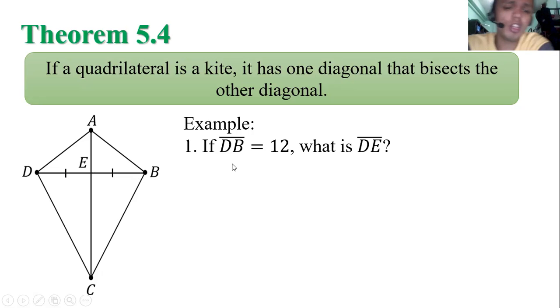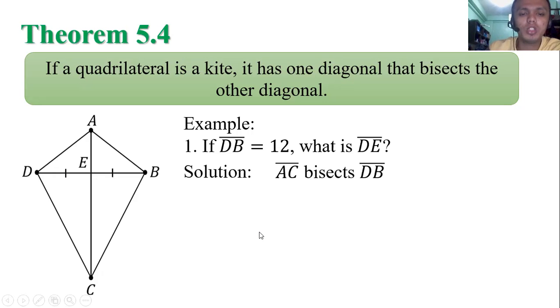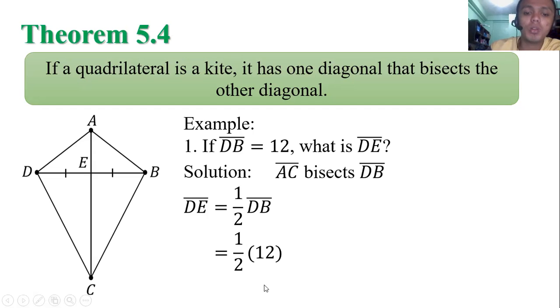Now, here, if your DB is equal to 12, what is your DE? Okay? So diagonal DB natin is equal to 12 daw. What is DE? Again, since AC bisects DB, we will use this formula from the midpoint postulate. Your DE here is equal to 1/2 times your DB. Now, your DB here is 12. So 1/2 times 12 is equal to 6. So your DE here is 6. Okay? So that is very easy, no?